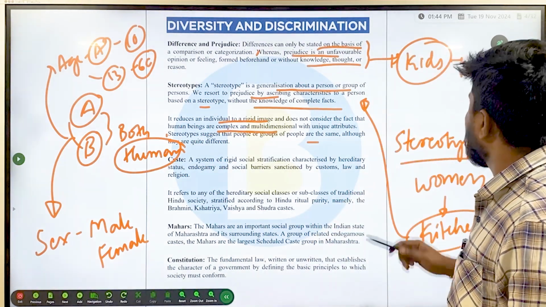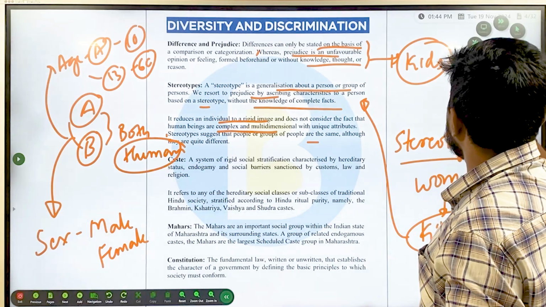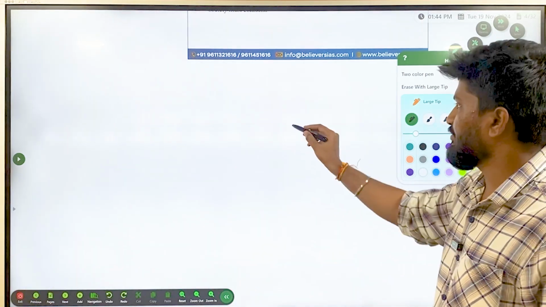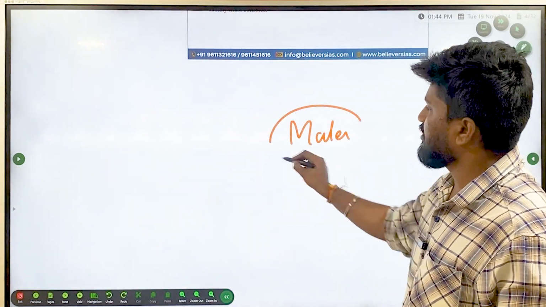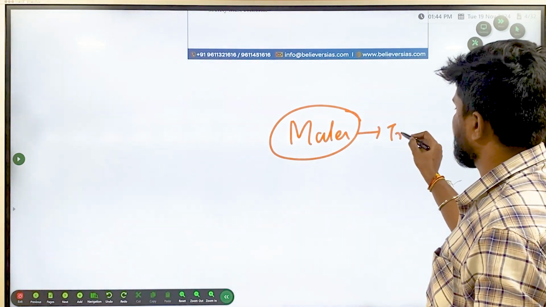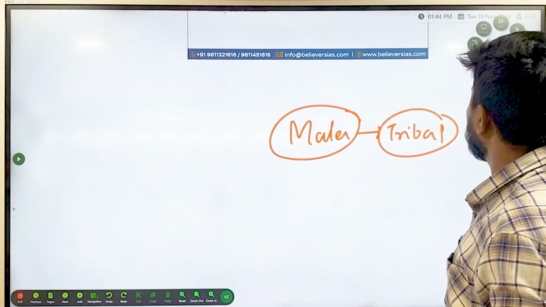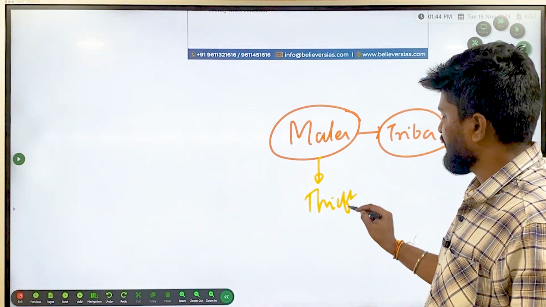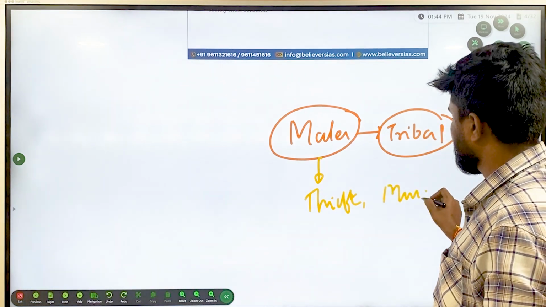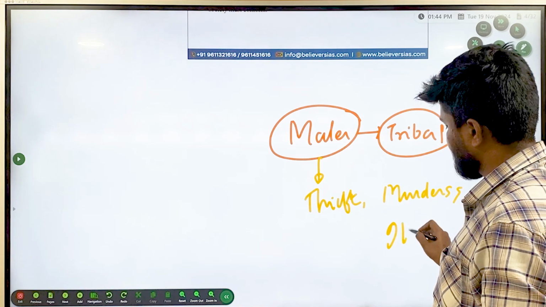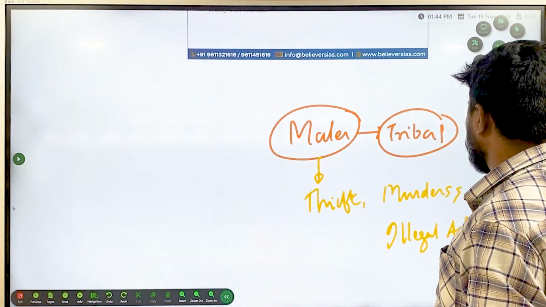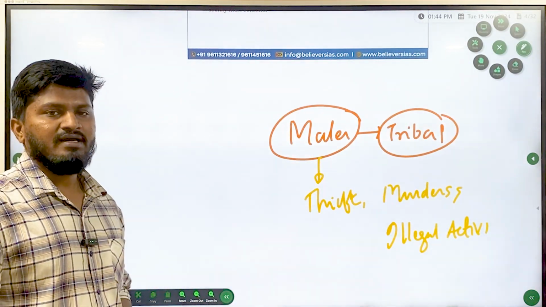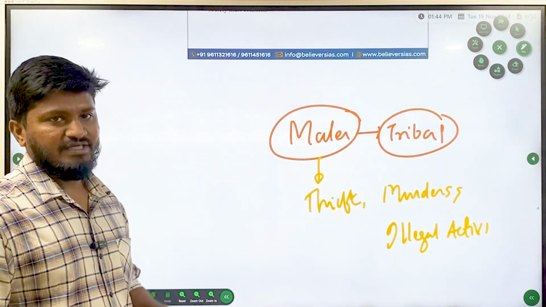For example, I will tell you with an example. There is the Malar community. Malar community is a tribal community. They were historically involved in theft, murders and other illegal activities. So during the British time, the British brought in an act to curb these Malars and other tribes which are involved in illegal activities, habitual offenders.